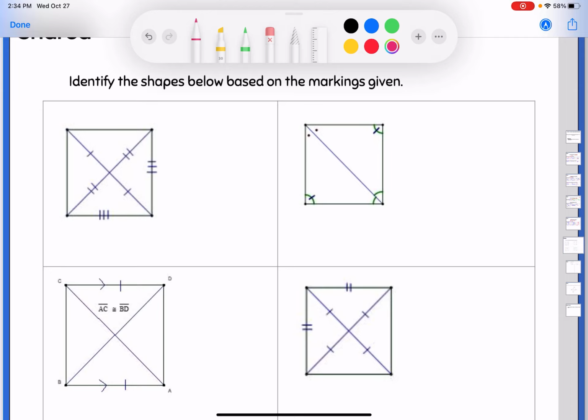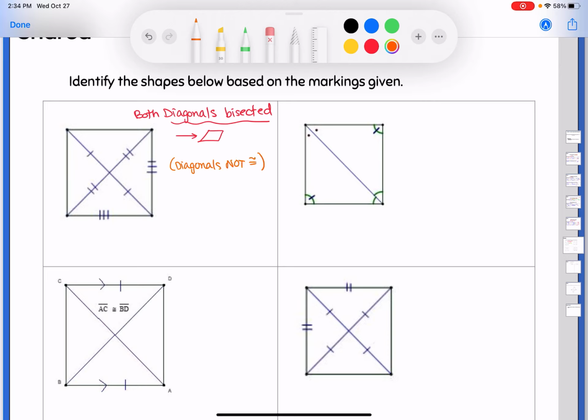So if you look at this one in the top left, I'm noticing that the diagonals are bisecting each other, right? Both diagonals are bisected. If both diagonals are bisected, that was a way to prove that I have a parallelogram. Notice, though, that they are marked differently. So I notice that the diagonals are not congruent. What does that rule out? Well, that rules out a rectangle, right? I can't have a rectangle if my diagonals are not congruent.